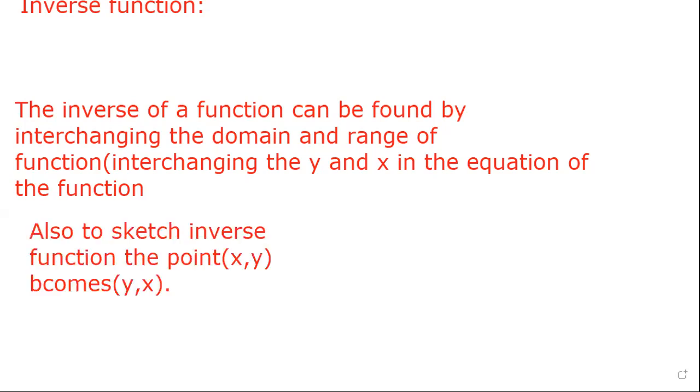You can also sketch the inverse function: the point (x, y) becomes (y, x). So it's just changing the position, wherever it has to be. You simply have to change the position. So it means that it is going to work like this.